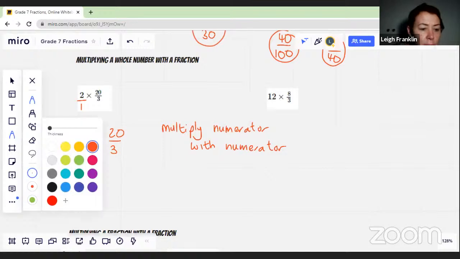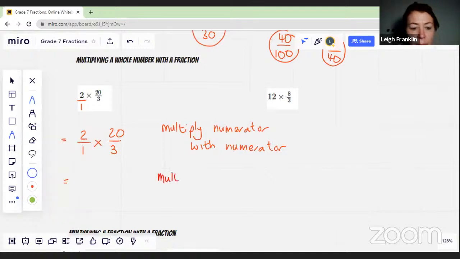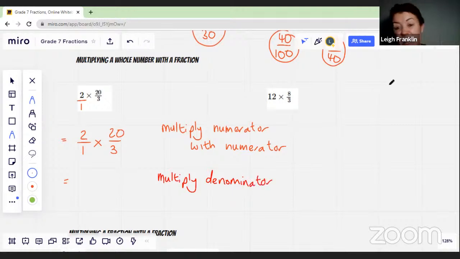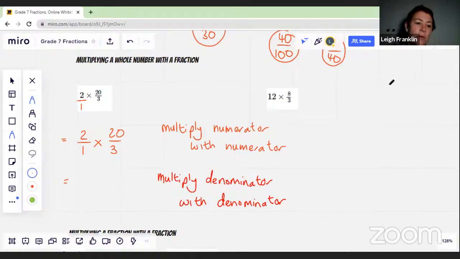Okay, and then multiply denominator with denominator. So in many ways, multiplying fractions is actually the easiest thing that we can do. Right? And then you're going to see later on, Mapalo, where we use cross multiplying, but unfortunately, it's not here when it's multiplying fractions. Okay, so we're going to multiply 2 by 20, and we're going to end up with 40 at the top. At the bottom, we're going to say 1 times 3, and we're going to end up with 3 at the bottom.